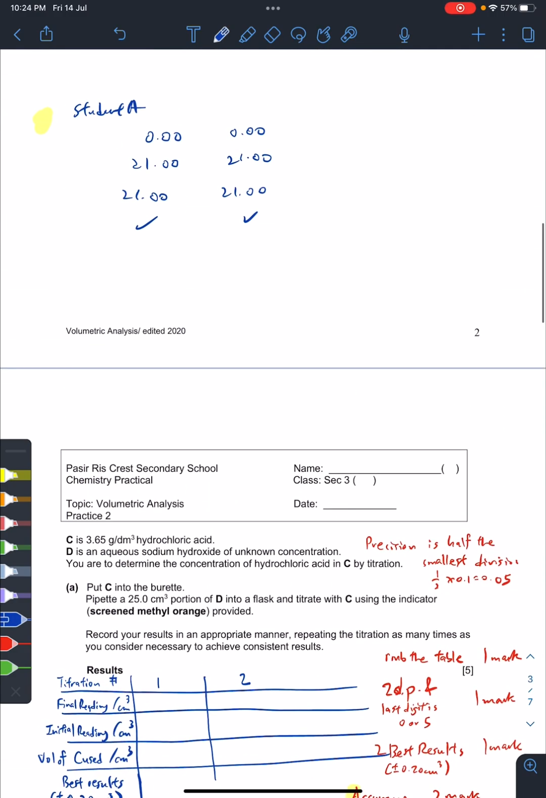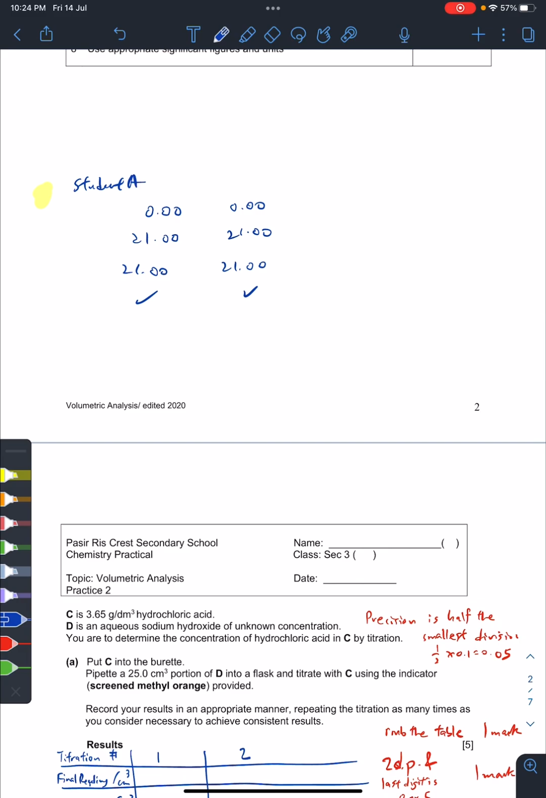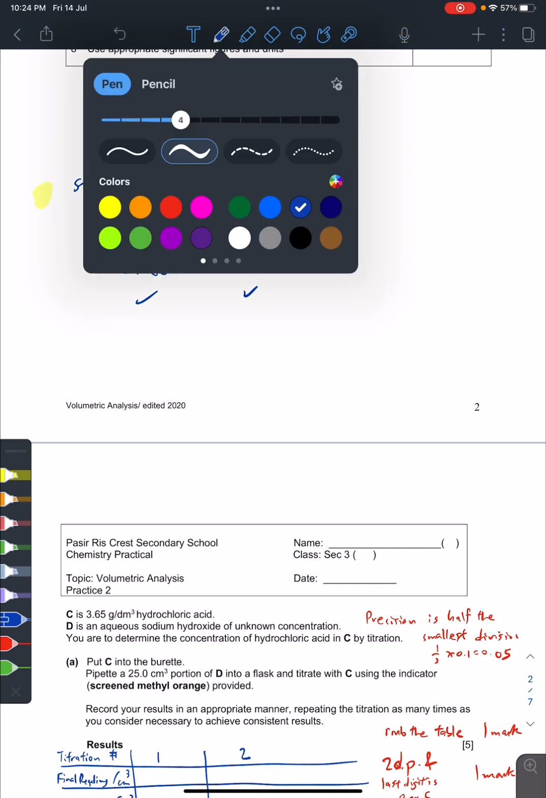So accuracy is not just your results, it is the average of your best results. Why? Because we are human. We will usually not be able to get two exactly the same results. If you can, you are powerful lah. So in this case, let me make it more realistic. Okay, this student is a human.